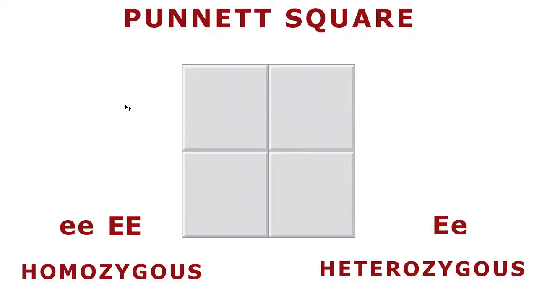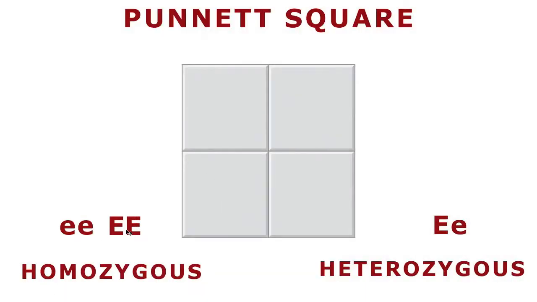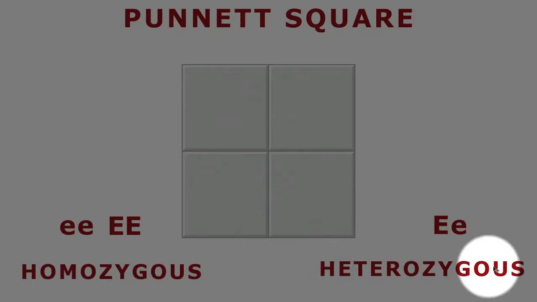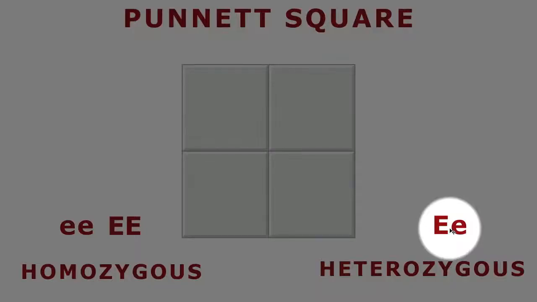We should also be familiar with the terms homozygous and heterozygous. Homozygous means two of the same alleles. So it could be two recessives or two dominants. Both are known as homozygous. Heterozygous refers to when you have two different alleles, one dominant and one recessive.